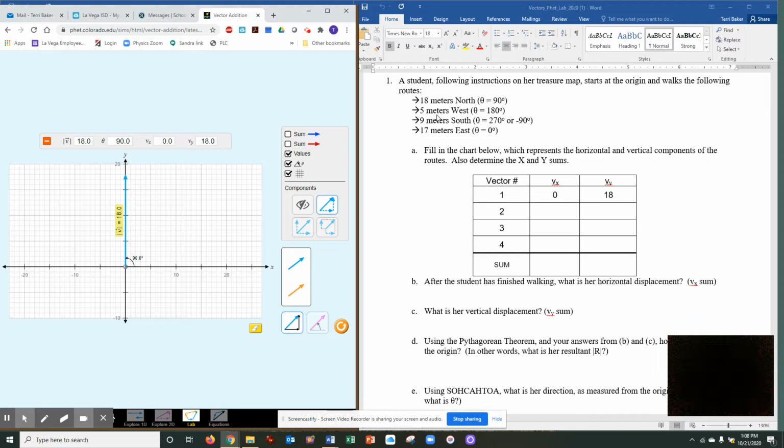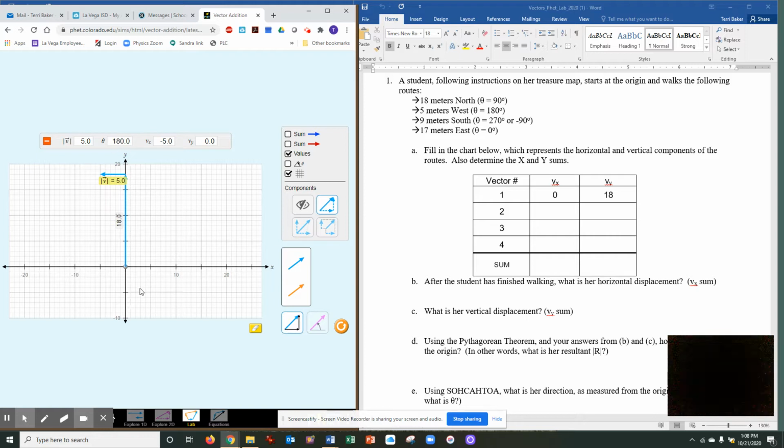Then she went 5 meters west. So we're going to pull out another vector, put the tail on the head of the previous one. There, patience. Now you know what not to do. So she went 5 meters to the west. So I'm clicking on that one. It's 5 meters. She went to the west.